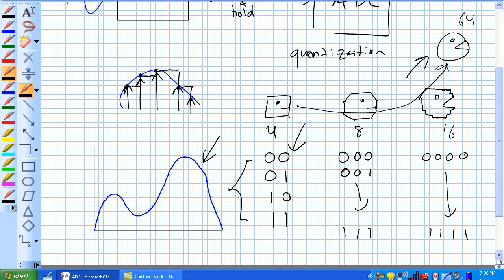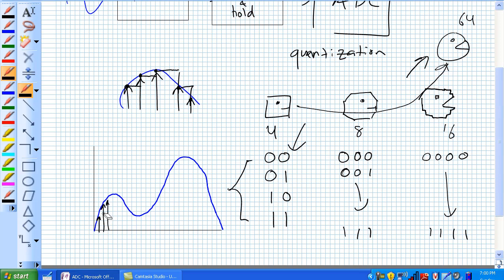Okay, so as you're getting the picture here, the more bits you have to shove an analog signal into, the better approximation you're going to get. So let's just go ahead and do this little analog signal right here. Let's say we're going to sample it way faster than the naturally occurring frequency of this. We're going to sample it right here, right here, right here.